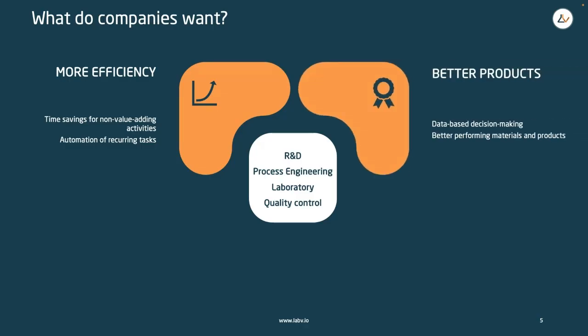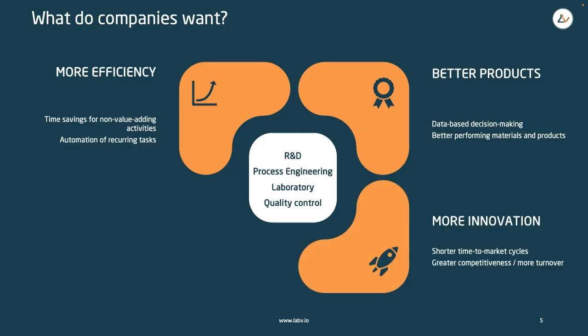On the other hand, everyone wants to have better products. You want to achieve data-based decision making, having materials and products at the end that perform better because your customers are asking for more performance, right? But it's not just the performance, it's also about innovation in general. We need shorter time to market cycles. Why? Because of higher competitiveness on the outside market.